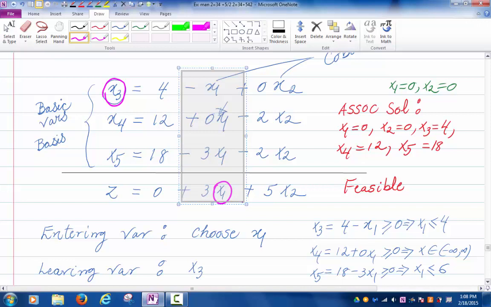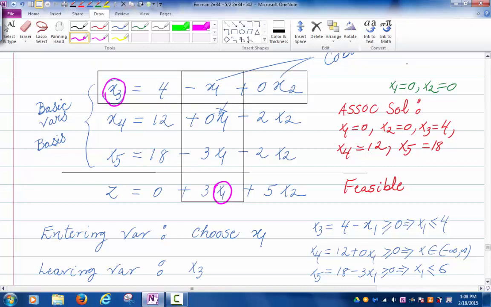That's my pivot column. And then, what's the pivot row? Well, I have a leaving variable x3, right? The row corresponding to the leaving variable, that's my pivot row. So what is my pivot row? My pivot row is right here. Is everybody clear?